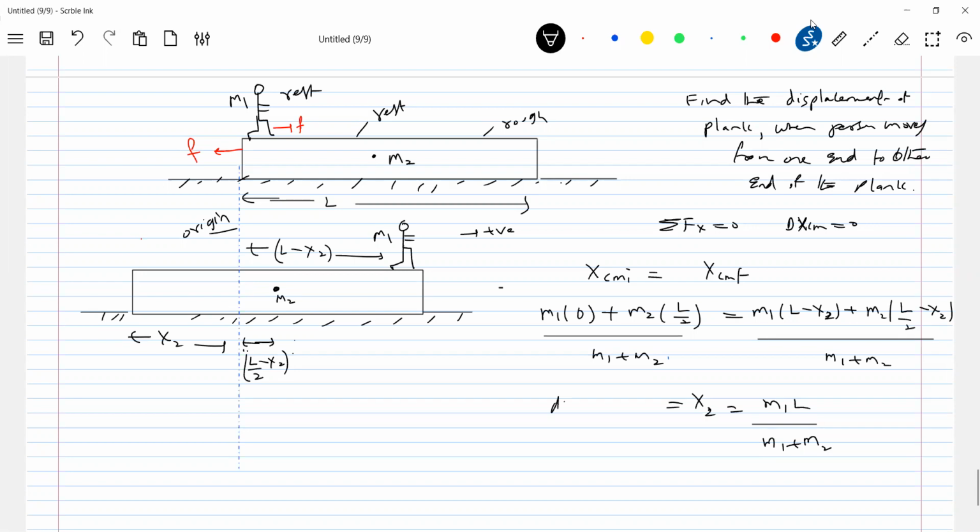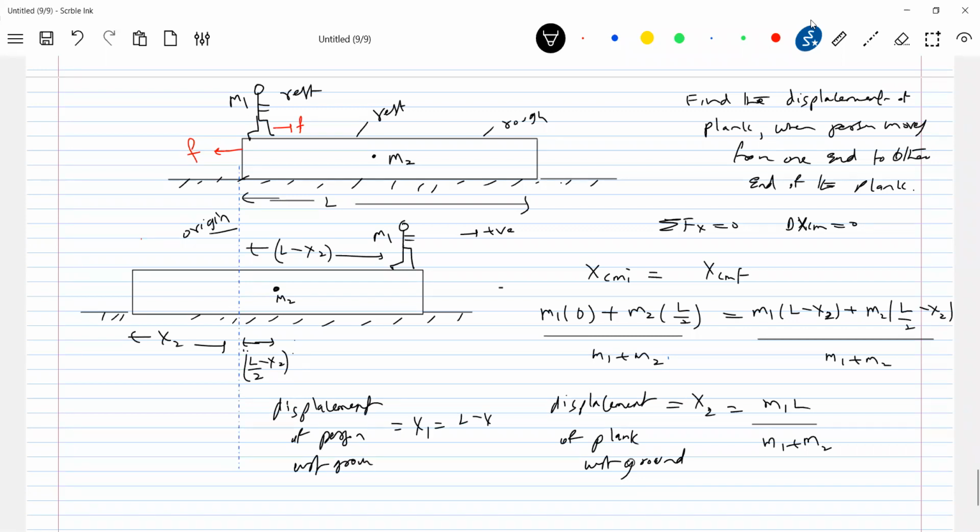What is this? Displacement of plank with respect to ground. What is the displacement of person with respect to ground? Earlier he was at origin. Finally, at what distance? L minus X2 the person is. So what is the displacement of person? Displacement of person with respect to ground. This should be equal to how much? L minus X2. So which is M2L by M1 plus M2.